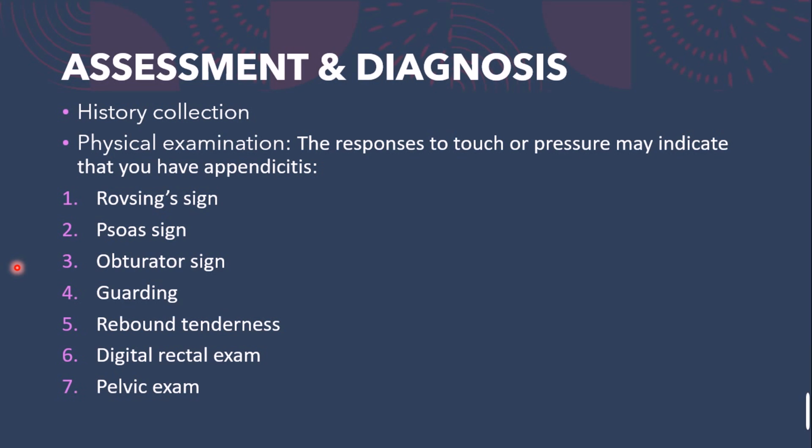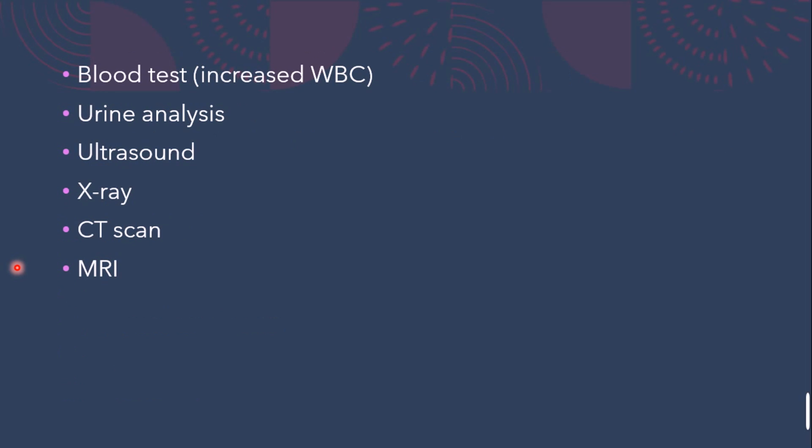So here I have just given you the assessment and diagnosis in a heading way. Then you have to take a blood test; the leukocytes, the WBC, will be increased due to infection. Then urine analysis may also be required to find out any infection, or ketone or urea level elevations. Then an ultrasound is done to see the rupture or where the infection is. Then an x-ray is also done for the same reason.